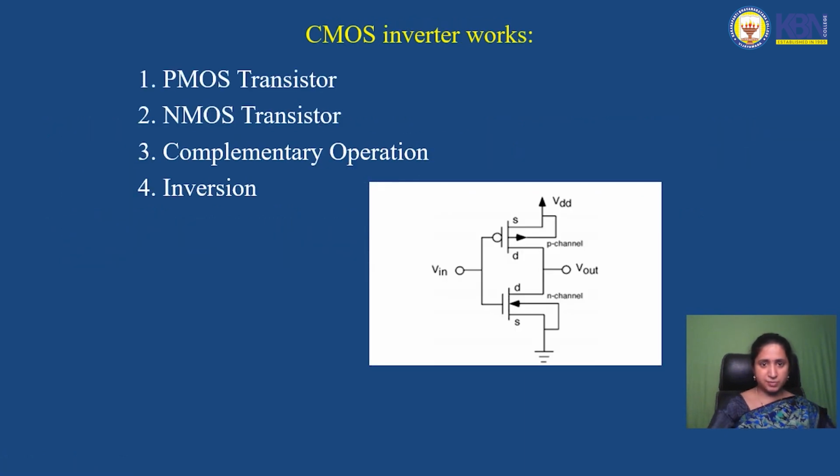Okay. Next, how CMOS inverter works. So here some concepts: PMOS transistors, NMOS transistors, complementary operation and inversion. So PMOS means positive and NMOS means negative. So here is the diagram. PMOS has transistor terminals, source and drain, and NMOS also has source and drain. So here the two drains are connected to the output terminal, and the sources will be connected to the input terminal and ground will be connected. So this is the connection.